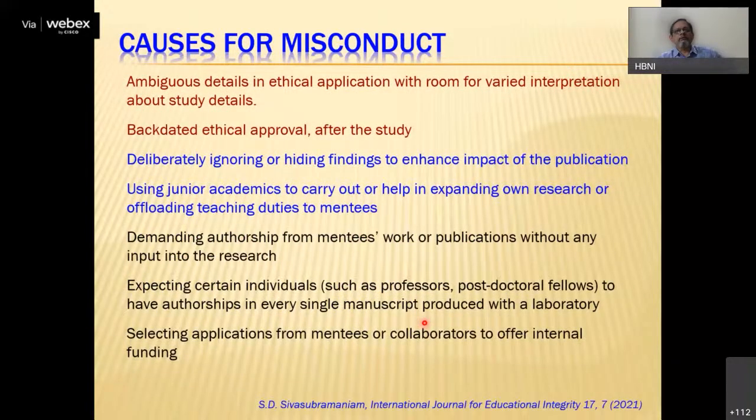So, as I said, why do people indulge in this kind of misconduct? And what are these misconducts? We have ambiguous details in ethical applications with room for varied interpretation about study details. So what does this mean? Suppose you want to work on some biological tissue or some samples, you have to approach certain ethics committees, especially if it involves human tissue or animal tissue, etc. There are certain ethics committees, medical ethics committees.